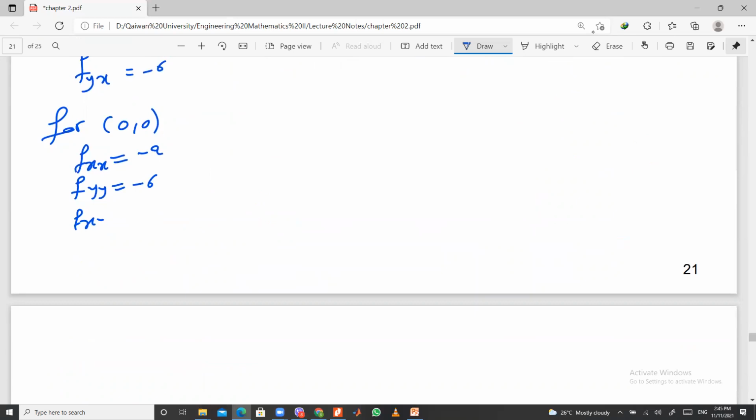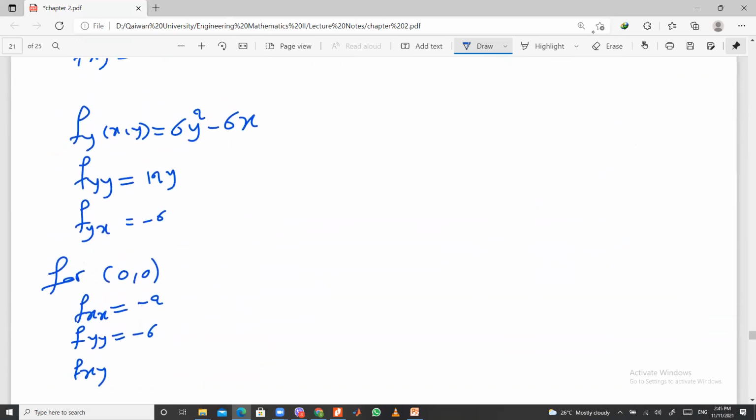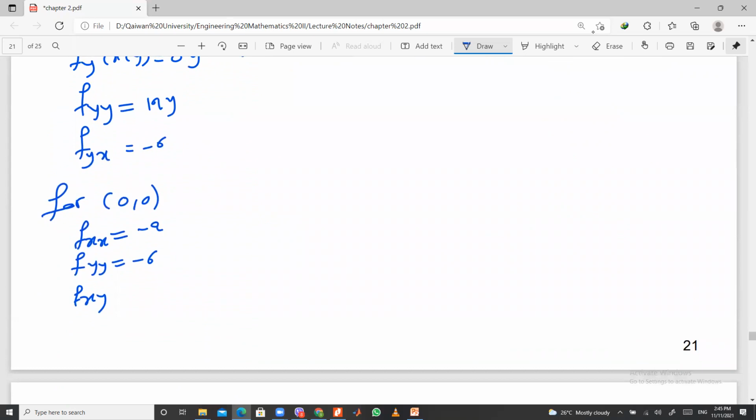How about f sub xy? F sub xy is minus 6. F sub yy equals 12y. So how about f sub yy at 0, 0? It is 0, is it? Here, we get 0. Why? Because in f sub yy, we replace x by 0 and y by 0. We have no x, but we have y. We replace y by 0, and we get 12 times 0 is 0. And f sub yx equals minus 6.